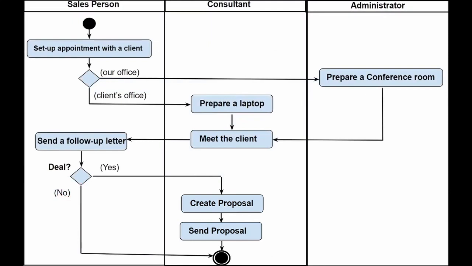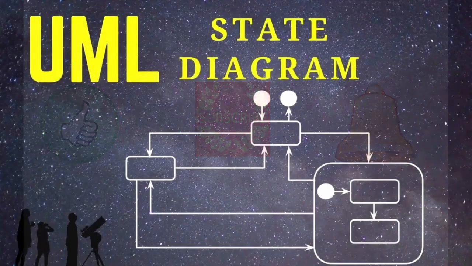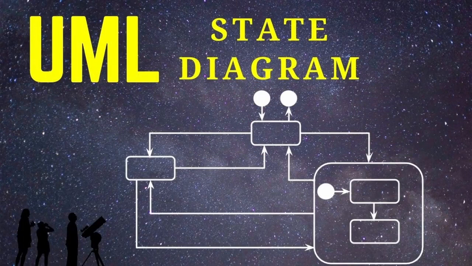You can see that now it looks much more accurate, because this time the process is divided into areas of responsibility: the salesperson who organizes the appointment as well as writes a follow-up letter to the client; the consultant who prepares the presentation for the client, holds a meeting, and crafts and sends the contract; and a secretary whose task includes preparing the conference room in case the meeting takes place in our company's own office.